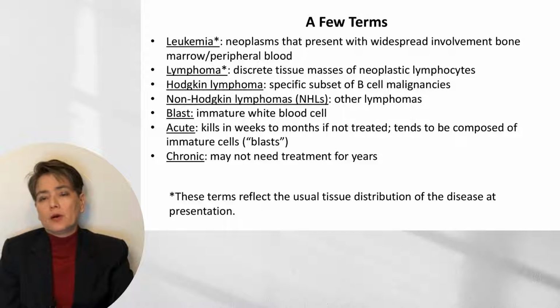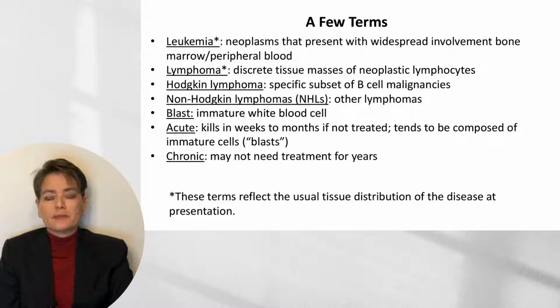We can also classify our lymphomas as whether they are Hodgkin lymphomas, which is a specific subset of B-cell malignancies, which I cover in a separate video, or whether they are the non-Hodgkin lymphomas, which are what we refer to here as the other lymphomas, follicular lymphoma, Burkitt lymphoma, etc. A term that I'll be using frequently in this video is blast, which is an immature white blood cell. We'll see more of those very shortly.